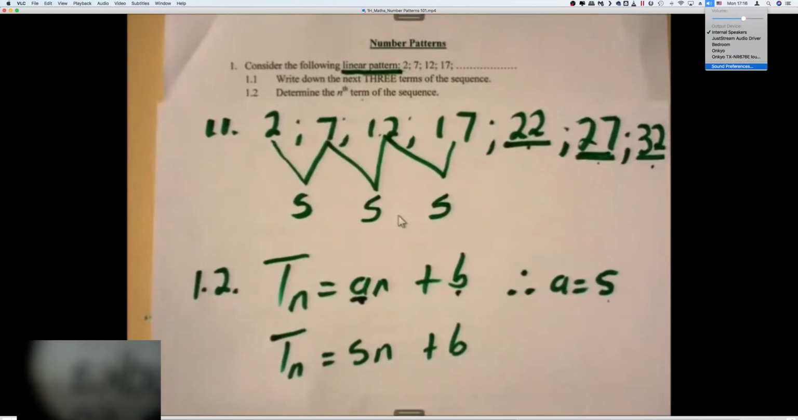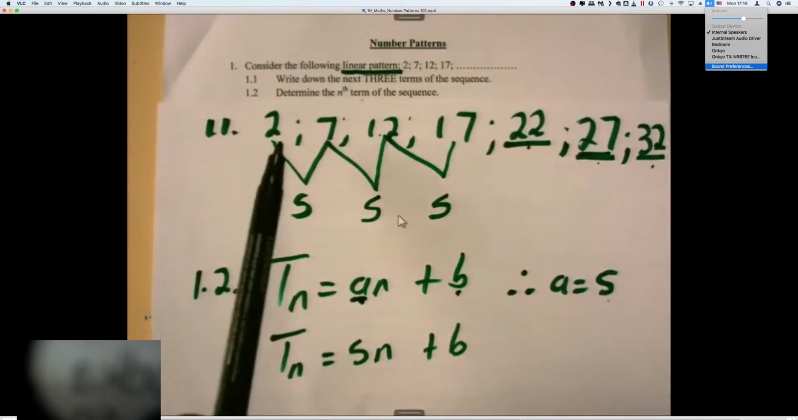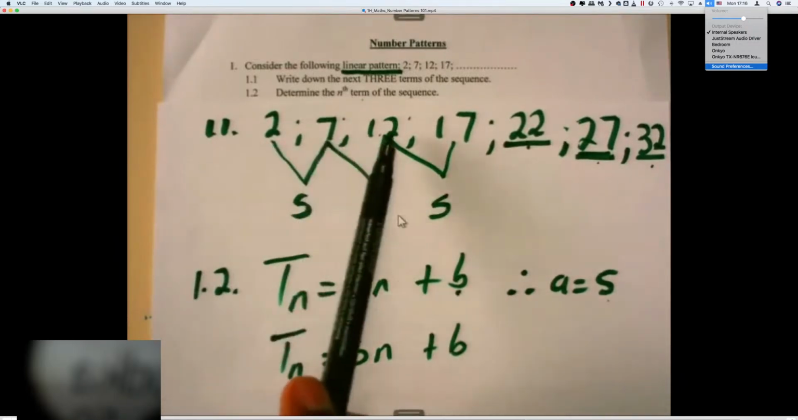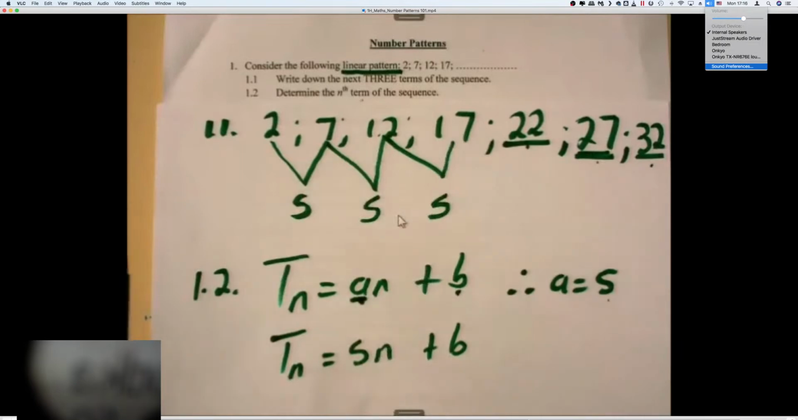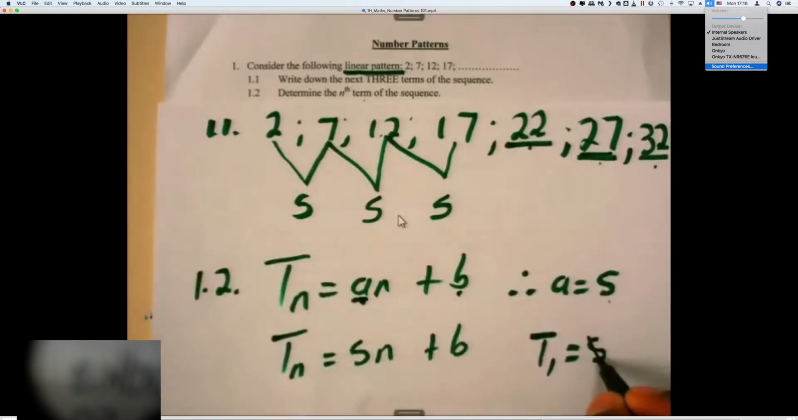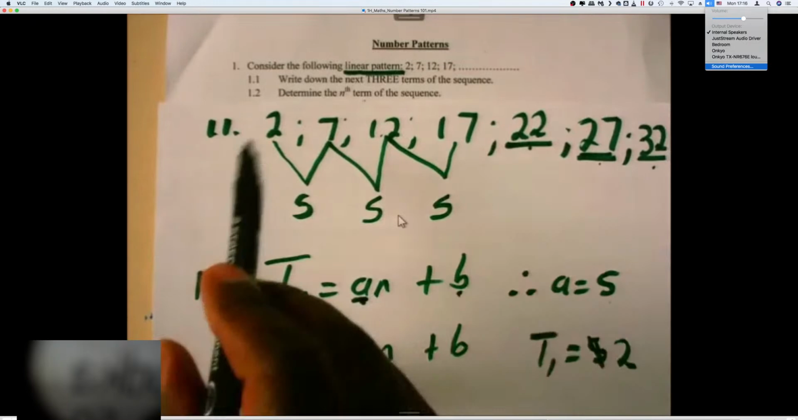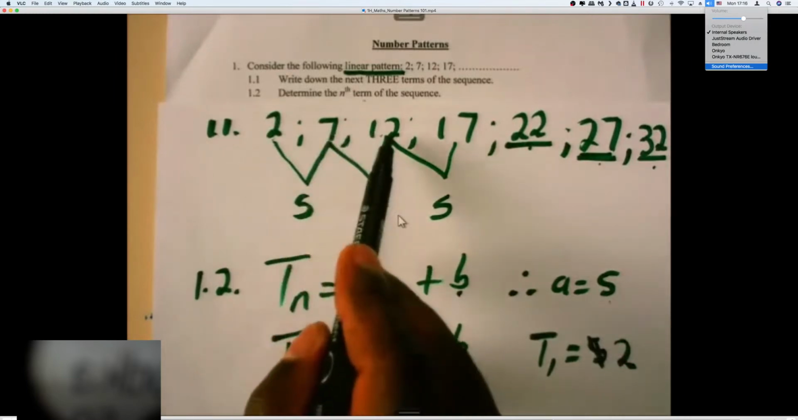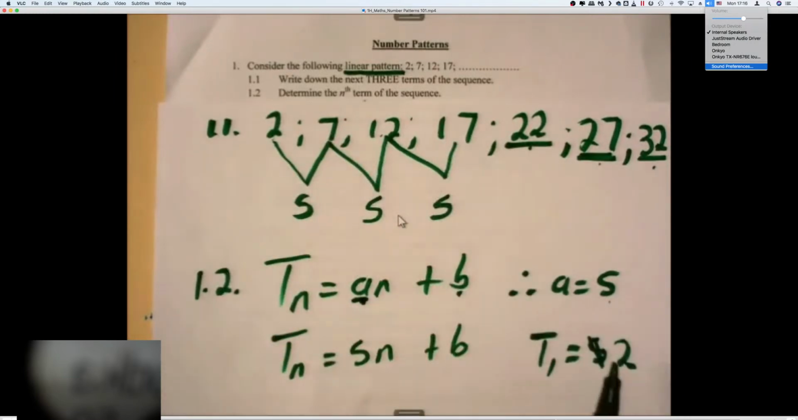Let's check. To determine the value of b, we use all these terms that are already given there. You can say the first term is 2, the second term is 7, the third term is 12, the fourth term is 17, anyone. But I always advise us to use term number 1 because substituting with 1 becomes so easy. Our first term is 2. Second term is 7. Third term is 12. Fourth term is 17. So our first term is 2.